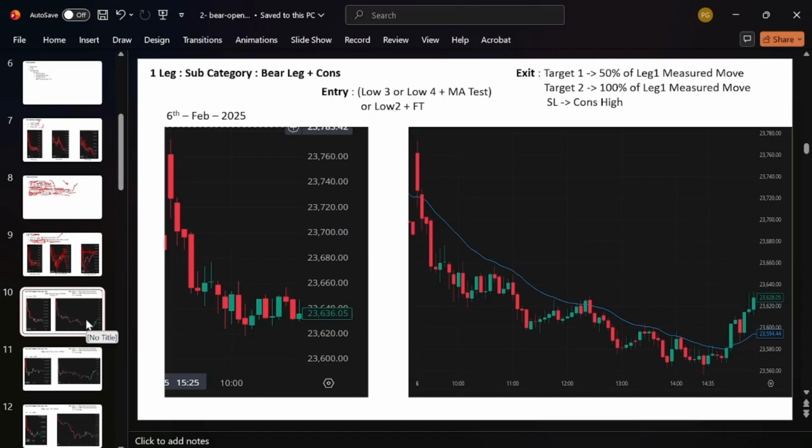And as I said, these pretty much work the same, the setups pretty much work same on the normal days as well. I'll make another video which contains these kind of examples and rules and setups for the bull openings as well.